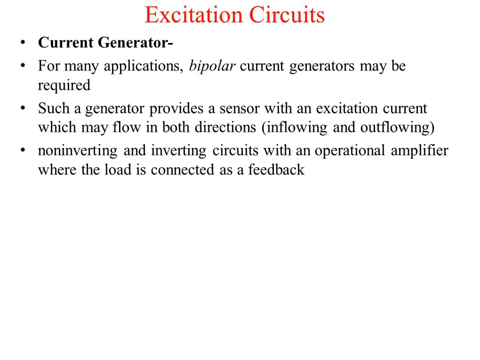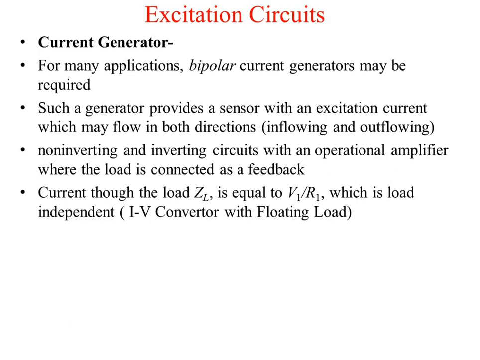Here the load is connected in the feedback. We have studied such operational amplifier circuits where the load is kept floating, the I to V converter with floating load. That concept is called this kind of current generator, the bipolar current generator. So here you can see that the current flowing through the ZL is equal to V1 upon R1.